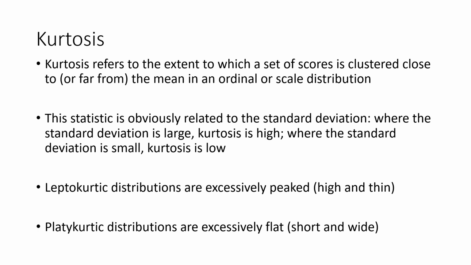There are two different forms of kurtosis that can be problematic. The first is what we refer to as leptokurtic distributions, and these are ones that are excessively peaked, right? So a very thin distribution that's very high and very thin. And the second form of kurtosis that is a problem is what we call platykurtic distributions. And these are distributions that are excessively flat. In other words, they're short and they're very wide. So let me give you an example in the next slide of what these types of kurtosis might look like.